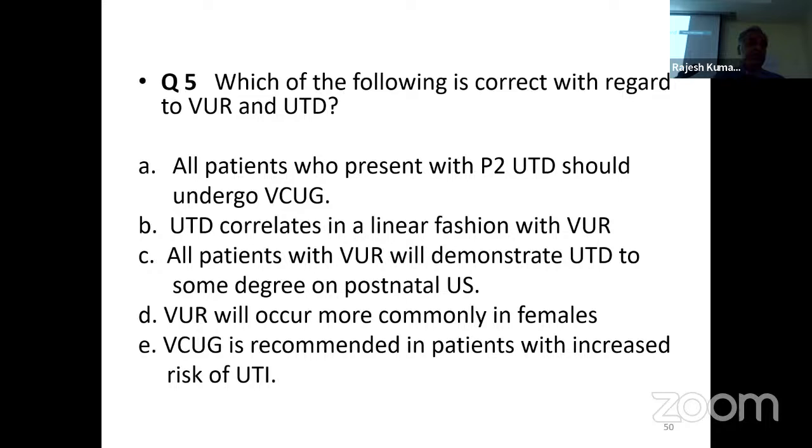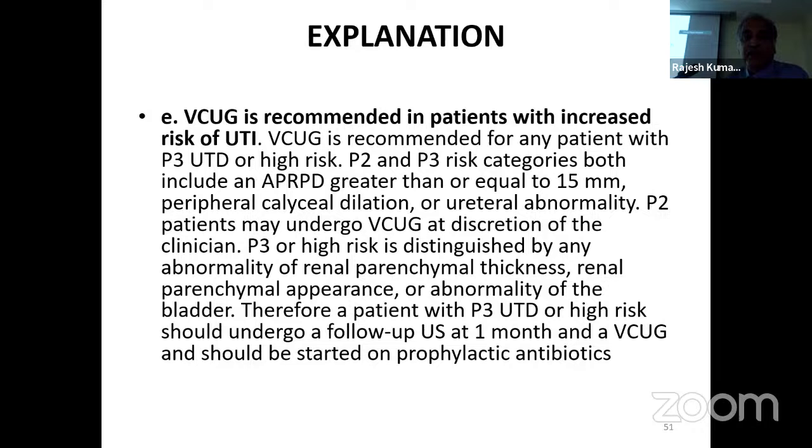Right. So our presenter also agrees with it. Yes. So VCUG is recommended in patients with increased risk of UTI. VCUG is recommended for any patient with P3 UTD or high risk group. P2 and P3 risk categories both include an APD diameter greater than or equal to 15 millimeters with peripheral calyceal dilatation or ureteral abnormalities. A P2 patient may undergo VCUG at the discretion of the clinician. P3 or high risk is distinguished by any abnormality of renal parenchymal thickness, renal parenchymal appearance, or abnormality of the bladder. Therefore, a patient with P3 UTD or high risk should undergo a follow-up at 1 month and a VCUG and should be started on prophylactic antibiotics.